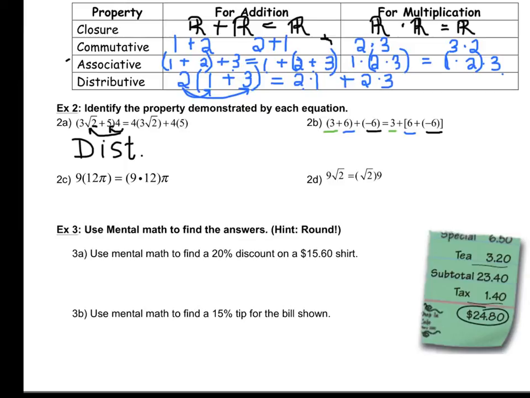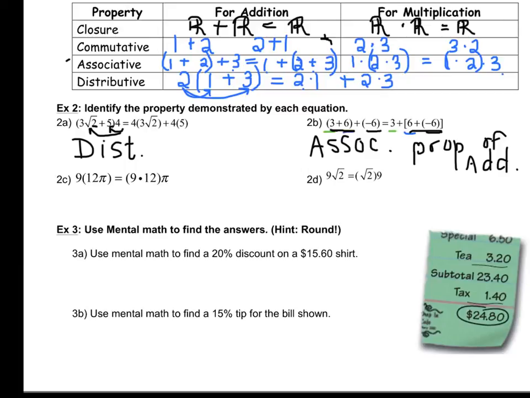In the first part, the 3 and the 6 are together in parentheses, and in the second side of the equation, the 6 and the negative 6. So this is for sure the associative property, and you can abbreviate. And since these are all plus signs, we would say associative property of addition. If those were all multiplication signs, we'd say the associative property of multiplication. So you go ahead and try 2C and 2D.